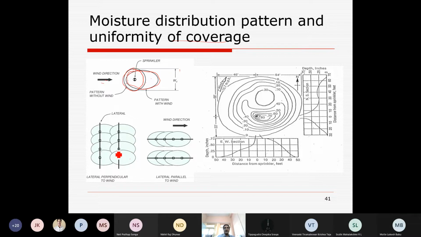We are supposed to have a system like this, but this could be because of wind, lateral wind condition. This particular area will not get any water and its efficiency or uniformity will get reduced. This is a simple pattern. We need to find out the pattern by using catch cans. What is the pattern of a sprinkler system in terms of depth of application?